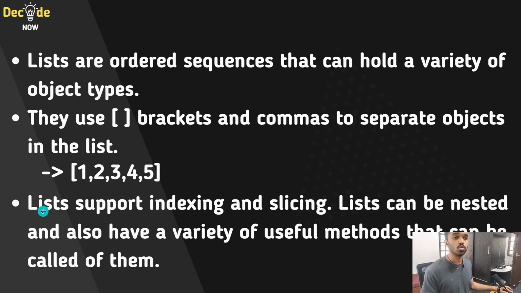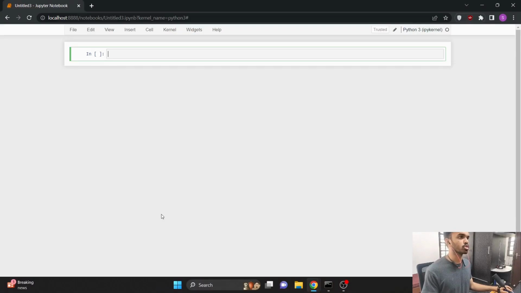Lists are similar to strings. We can perform indexing as well as slicing on lists, and we can also perform concatenation, and lists can be nested also. So there are various useful methods that we can perform on lists. Let's see that in the notebook section.